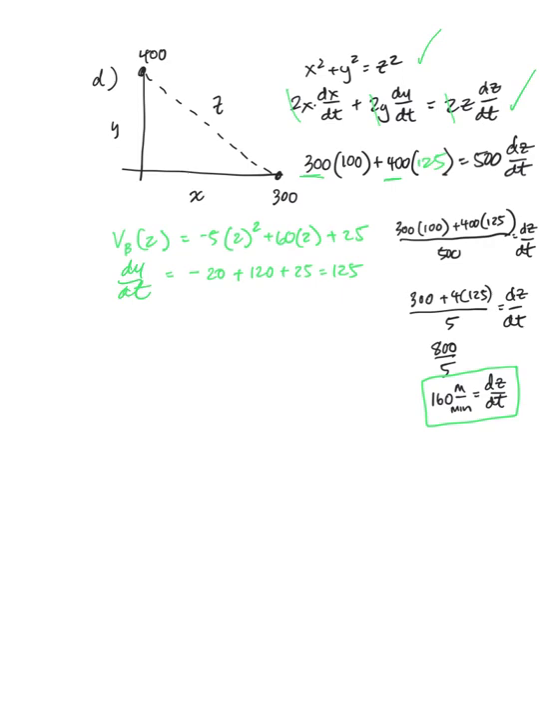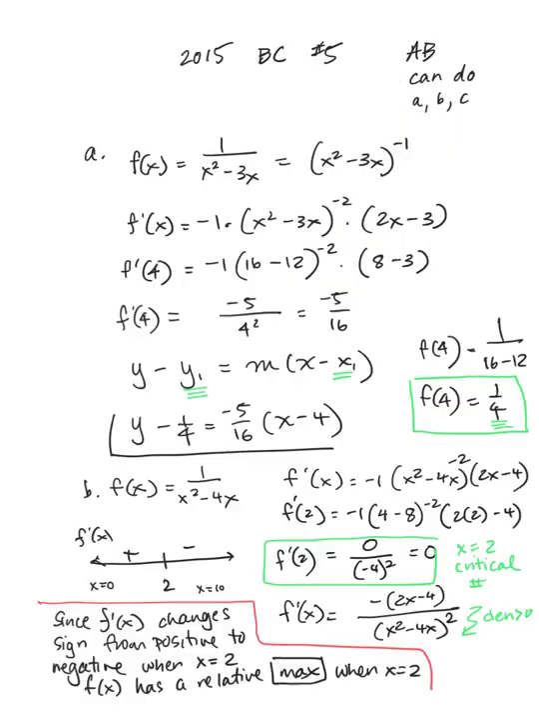Plugging that in and dividing by 500. Again, you can leave it in its unsimplified form. If you simplify it, we get positive 160 meters per minute.